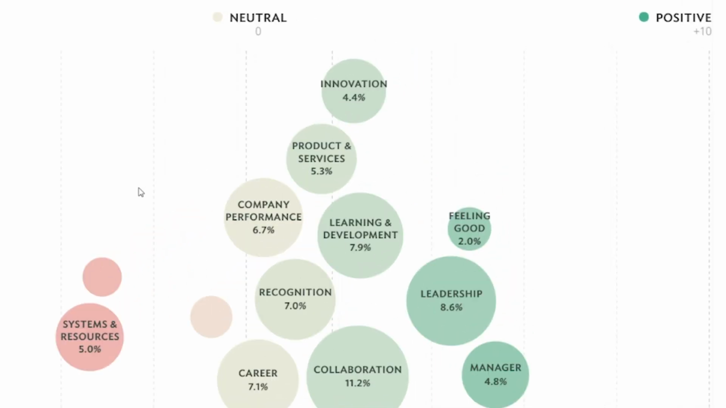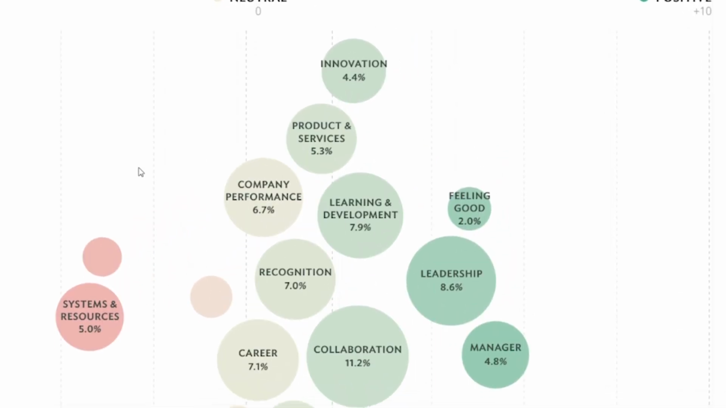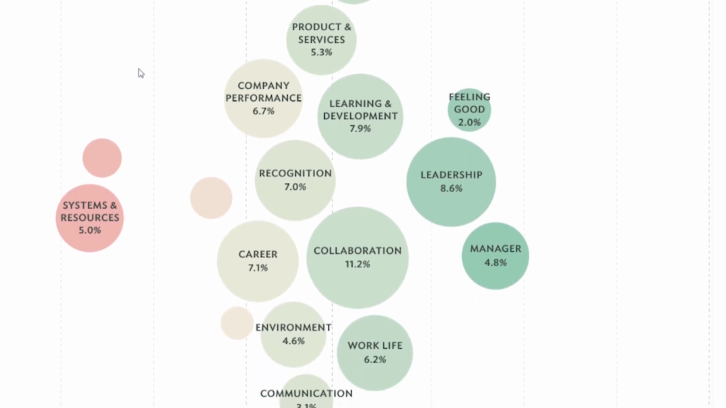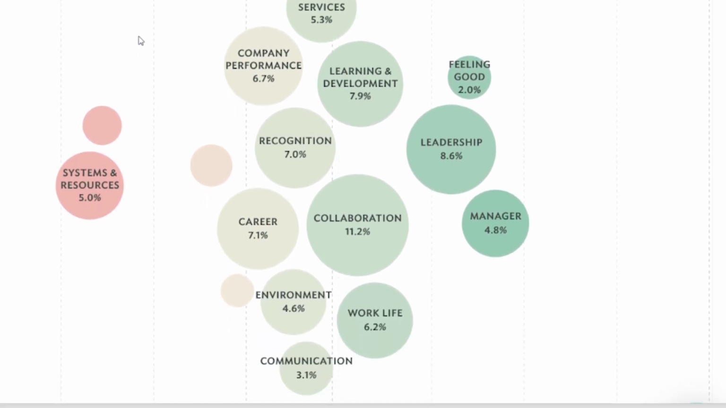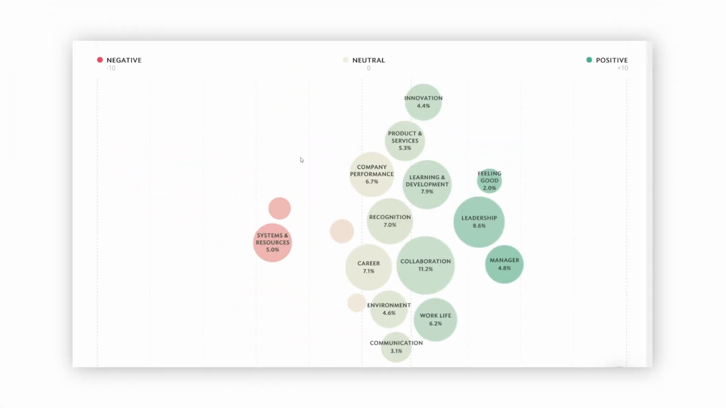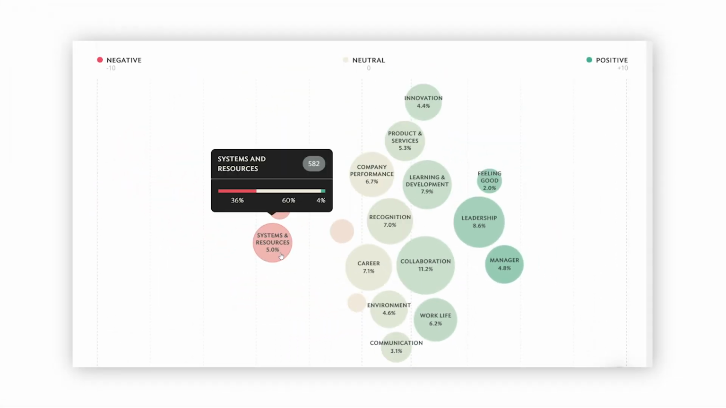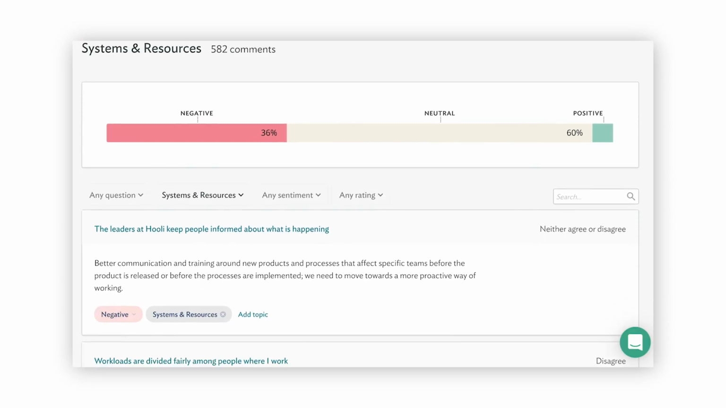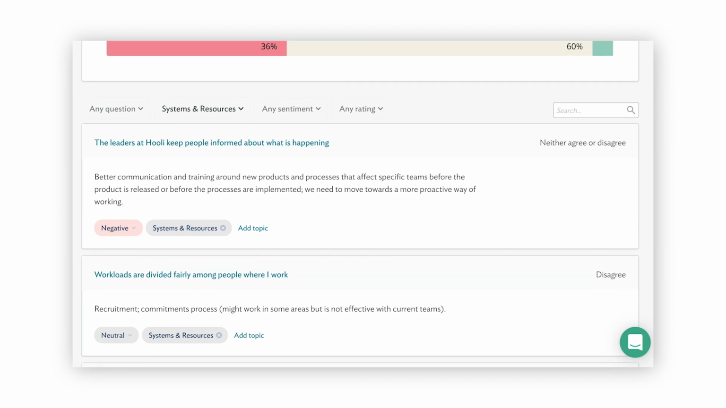Each bubble represents a topic that your employees mentioned. The color and position show you how employees feel about each topic, and size shows you how frequently each topic was mentioned. Let's see what's going on with systems and resources. Now you can see at a glance where your company is doing well and which topics need your attention.